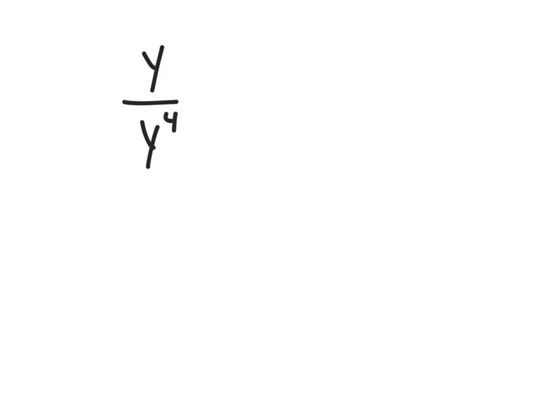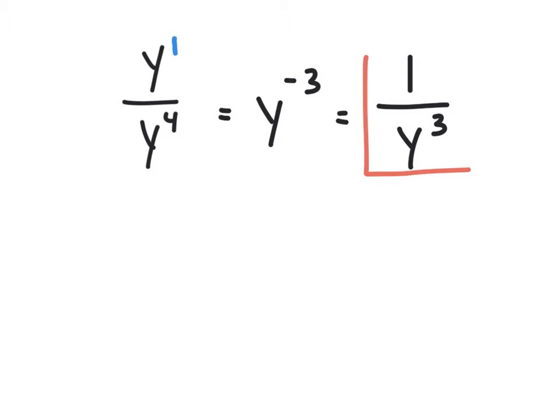This one looks deceivingly easy, but we're going to be careful. First of all, a variable by itself is really raised to the 1st power. So we can write this as y to the 1st divided by y to the 4th. We're going to subtract exponents. Be careful. 1 minus 4 is negative 3. And remember, we don't leave these expressions with negative exponents, so I have to write that in its fraction form. In this case, that would be 1 over y cubed. And that's going to be the result for that division.